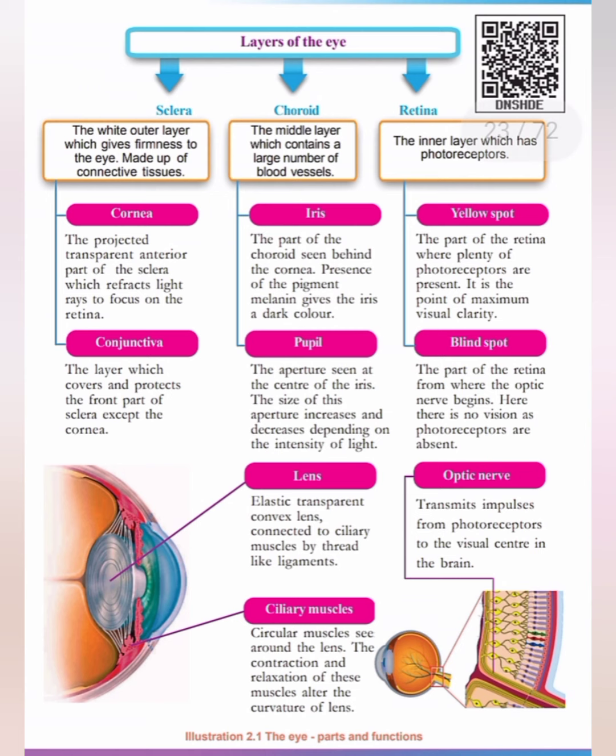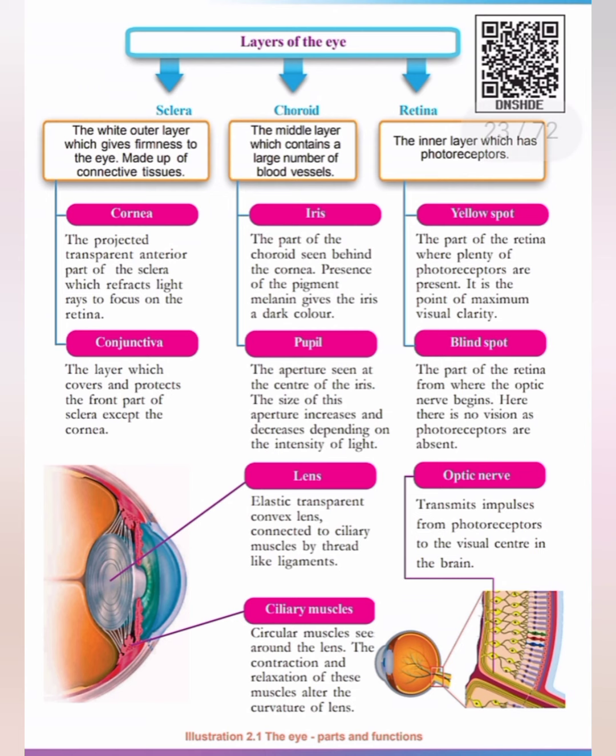We can see a small aperture in the center of the iris, which we call the pupil. It is the aperture seen at the center of the iris. The size of this aperture increases and decreases depending on the intensity of the light. That is, the size of the pupil changes based on the intensity of the light falling onto it.